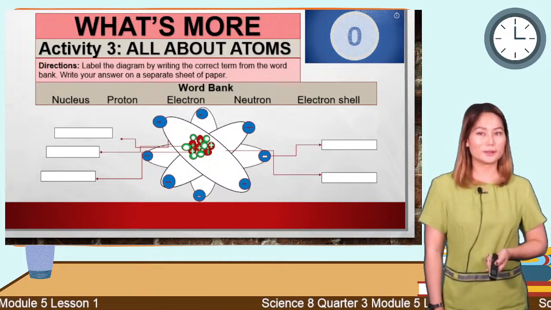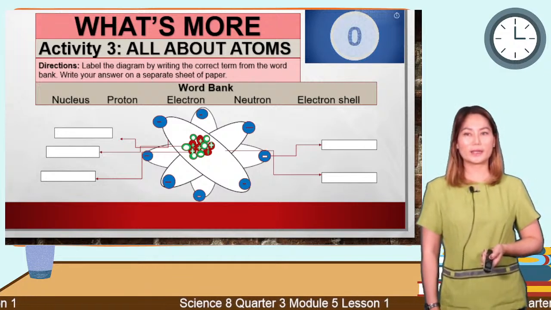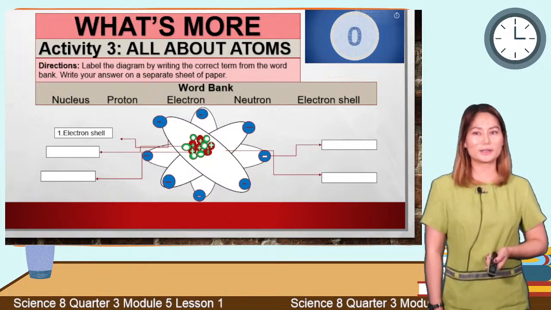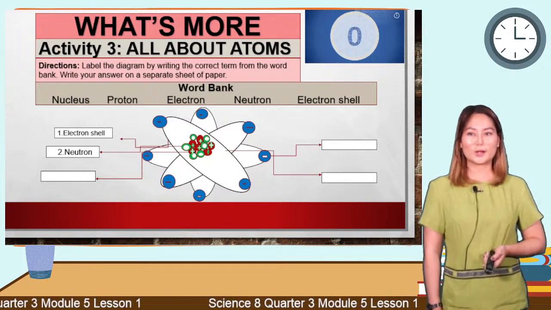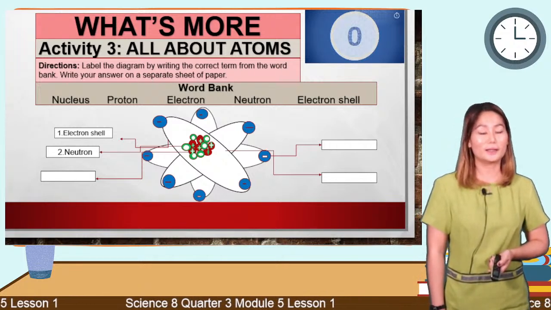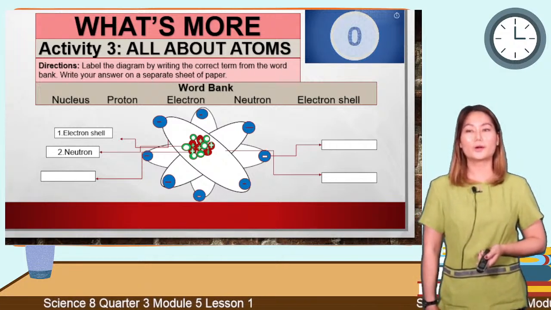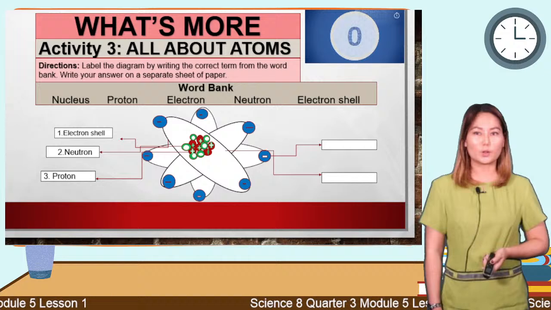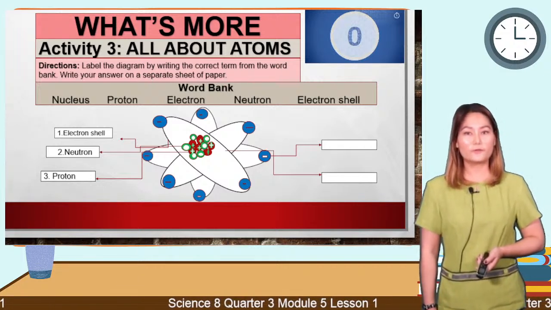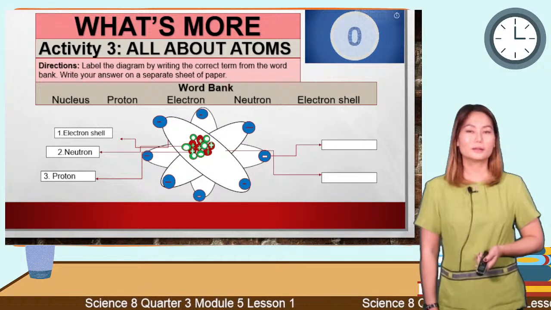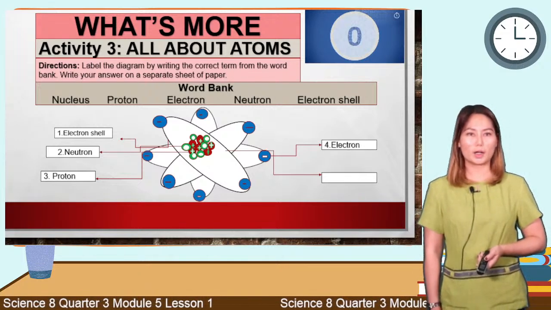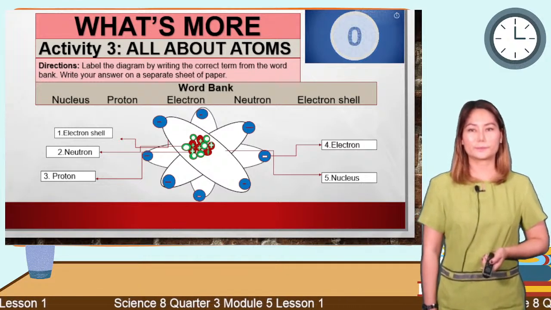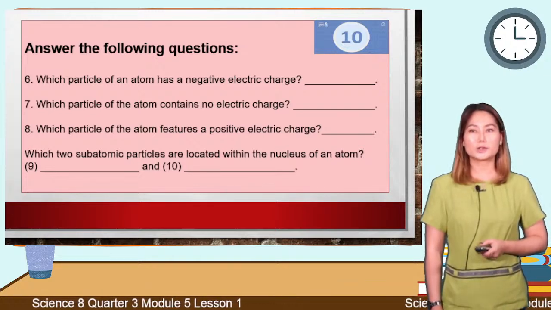What is the answer? Number 1. What is your answer? Very good. The answer is electron shell. What about number 2? What is your answer? Good job. Neutron. Neutron is the neutral or the zero charge. All right. Number 3. What is your answer? Very good. Proton. Proton is the positively charged. And number 4, what is your answer? You are correct. Electron. And the last one, the answer is nucleus.